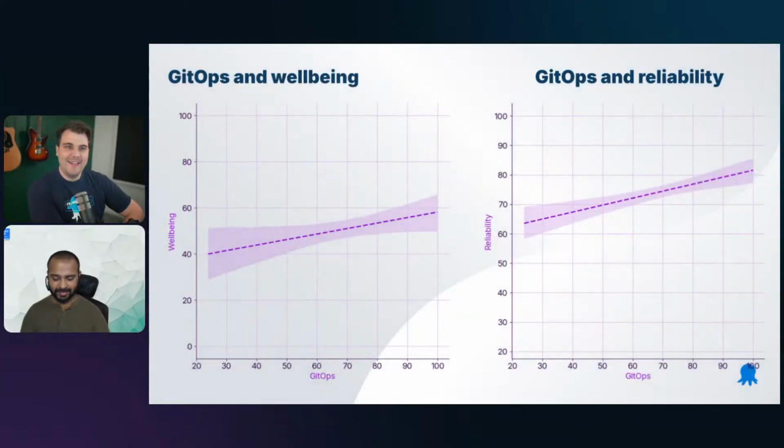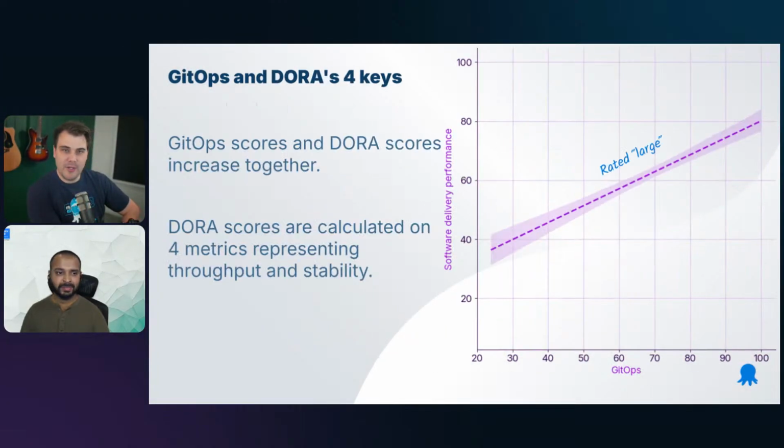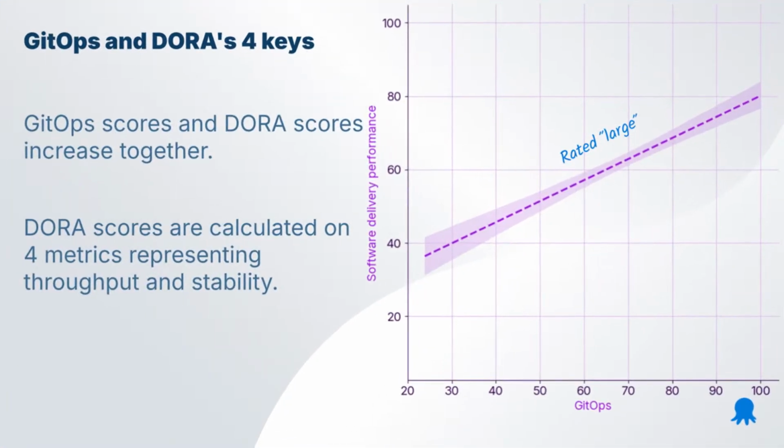There we go. So the next one that we had, or the third piece that we wanted to correlate things to, was the software delivery performance.